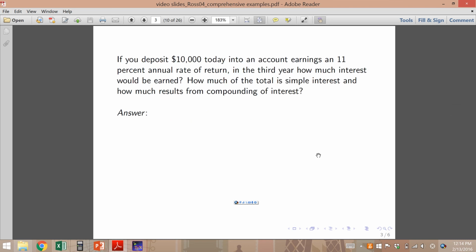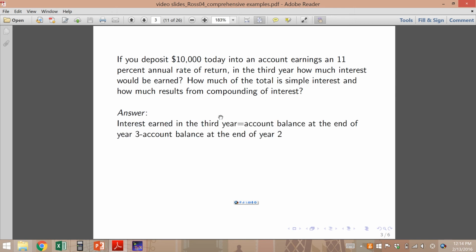Now, the second question, you can pause and read the question now. It's asking us, in the third year, how much interest would you earn? And also, within that interest that you earned, how much of it is simple interest and how much of it is compounding of interest? Remember that here we're asking for the interest you earned only in the third year, not over the 3 years period.